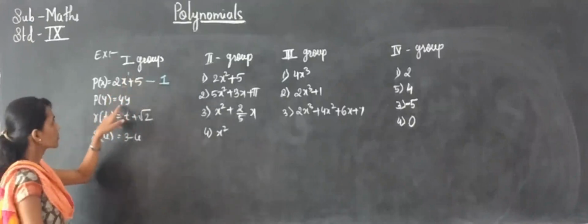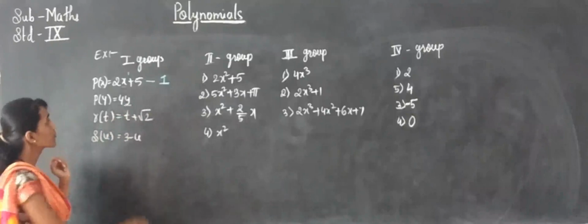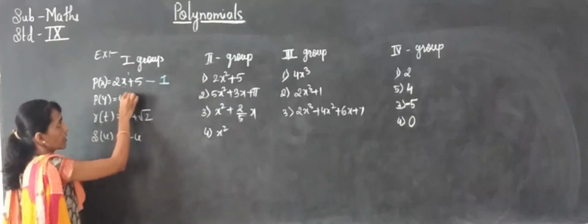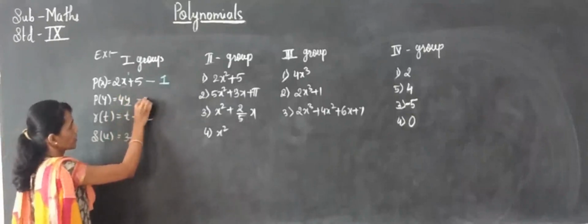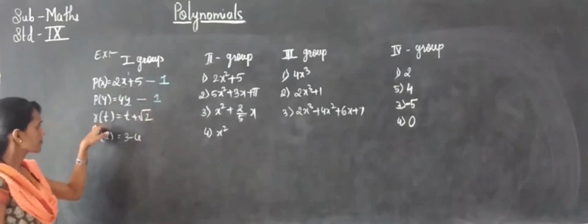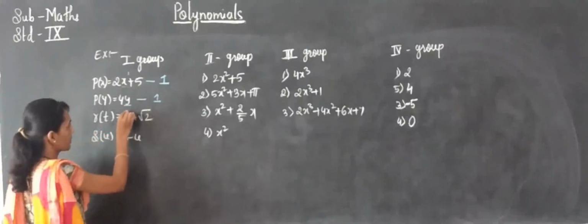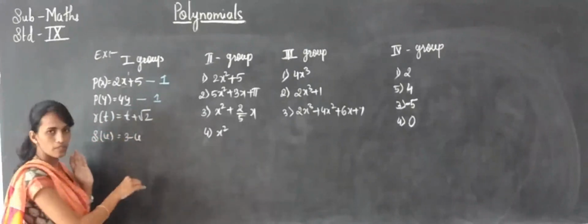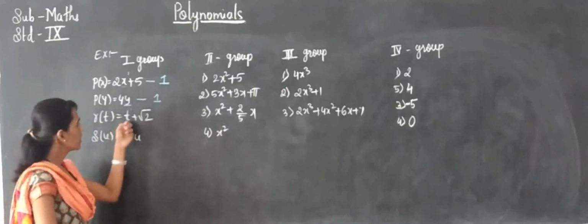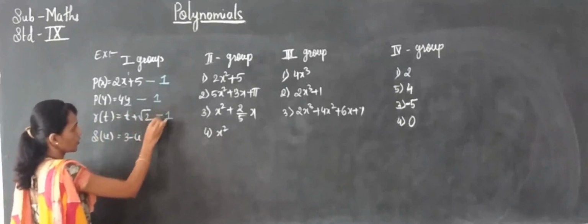The degree is 1. So here 4y, it is only one term. So the degree of y is 1. So the degree of this polynomial is also 1. So next one is r of t is equal to t plus 2. Here the variable is t and the exponent of t is 1. So the degree of this polynomial is 1.